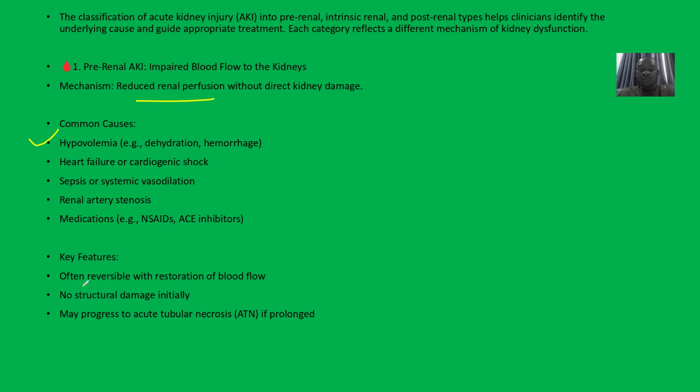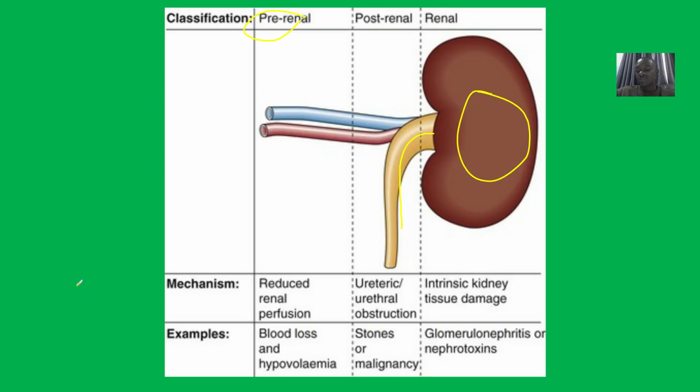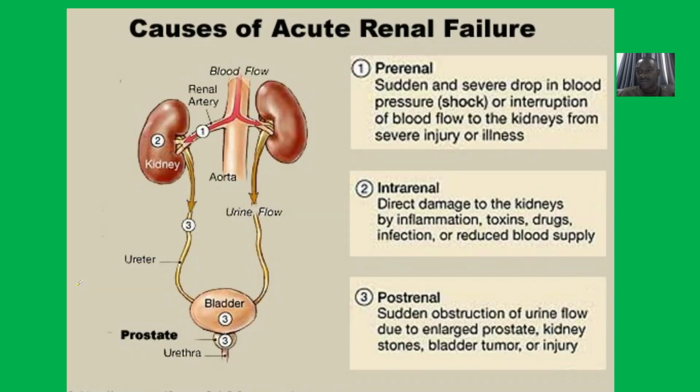So key features is often reversible with restoration of blood flow, no structural damage, may progress to acute tubular necrosis. So that one, the issue is what? Before the kidney. Let's go to the issues within the kidney now. Same thing, we can pause to observe this picture, right?